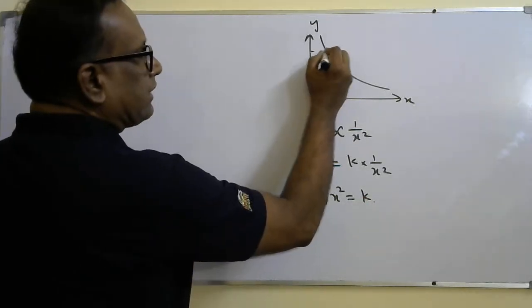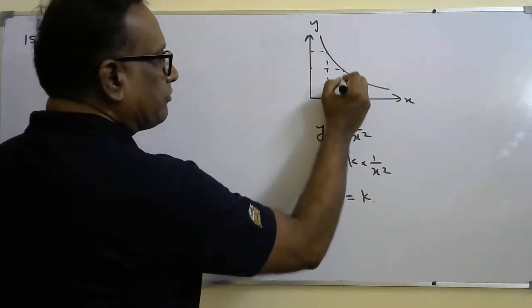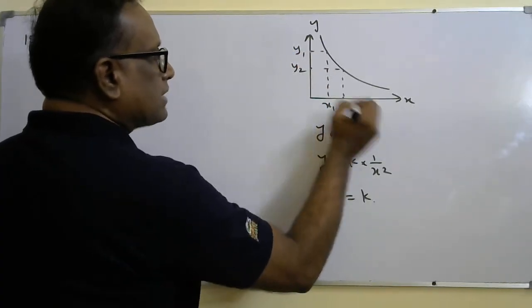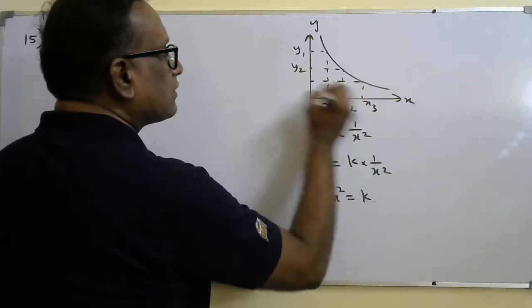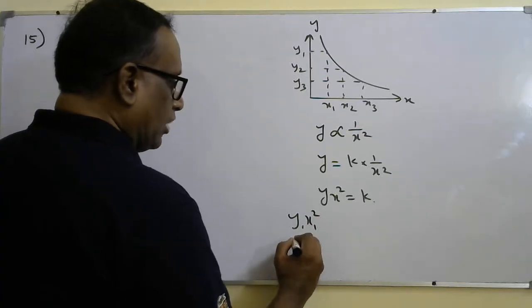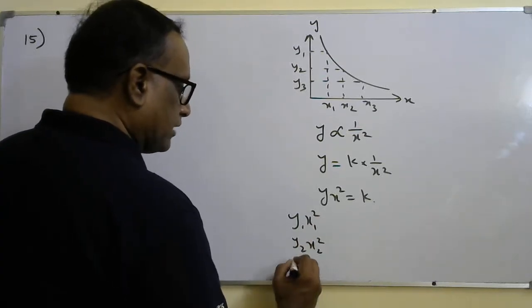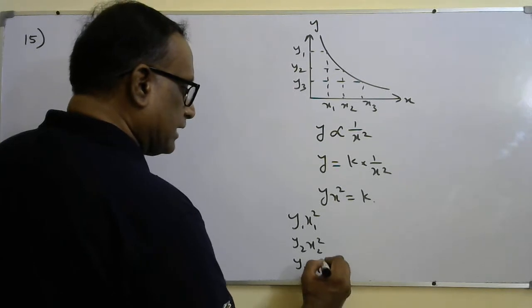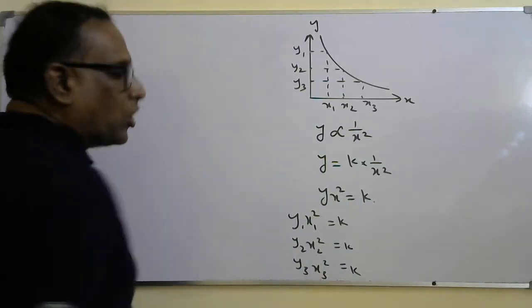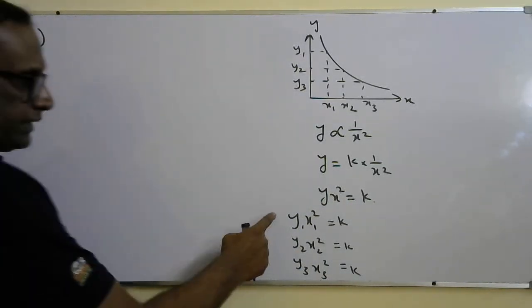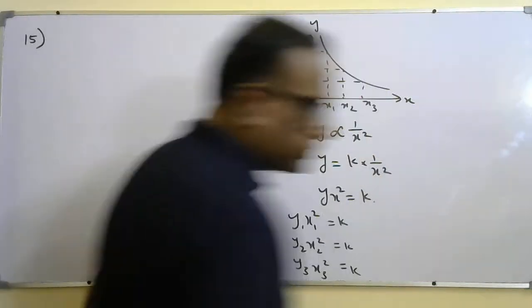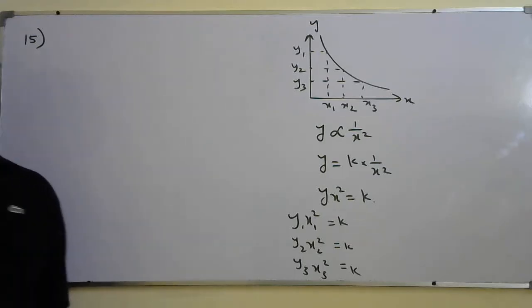So if you take 3 different points from the graph, this is x1, y1, x2, y2, same way x3, y3. If you find y1 times x1 squared, y2 times x2 squared, y3 times x3 squared, you should get the same constant. If you get almost the same constant, that means y is inversely proportional to x squared. That's the relationship we use normally to show y proportional to 1 over x squared.